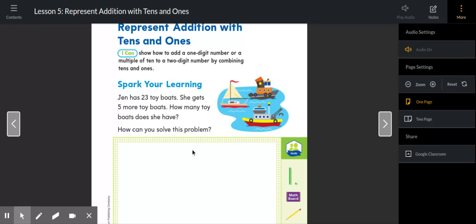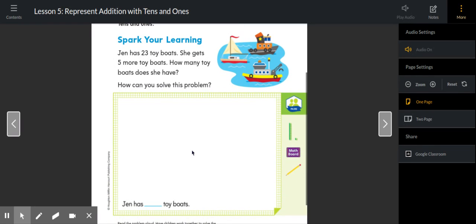So in our Spark Your Learning problem today, it says Jen has 23 toy boats. So that's a two-digit number, 23 toy boats. She gets 5 more toy boats. How many toy boats does she have? How can you solve this problem? And so, boys and girls, you know that when you see a box like this, you always need to show me some of your thinking. You can't just write an answer. So you could write an equation here. You could draw a number line here. You could write 23 and then make 5 blanks to count on.